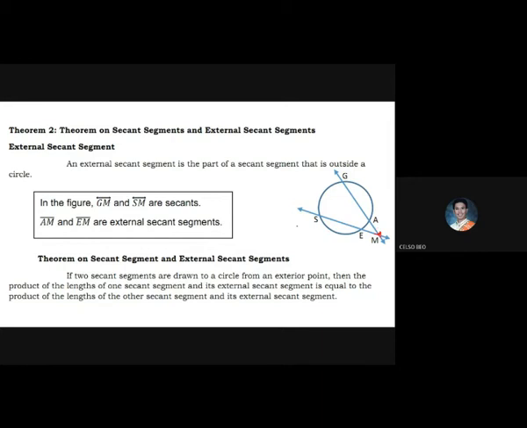So let's have here, in this part, our secant segment is GM. So you have here secant GM. For theorem number 2, the secant GM, the whole secant, multiplied by the external secant AM, this small part, the whole GM multiplied by AM, is equal to the other secant, also the whole, SM, multiplied by its external secant, which is EM. Okay, so let us continue with the next example.